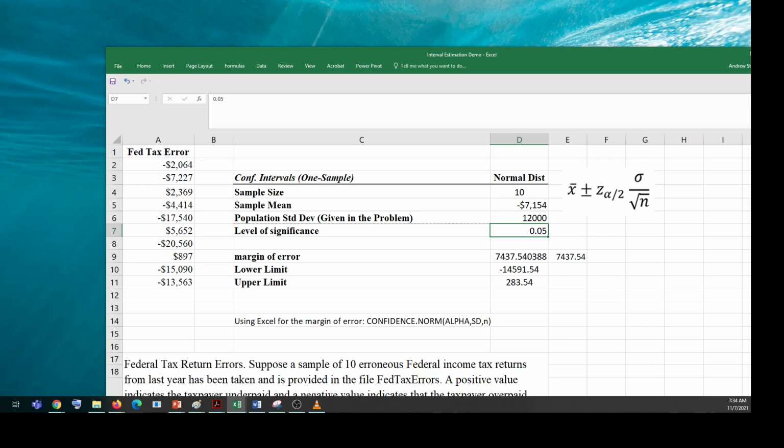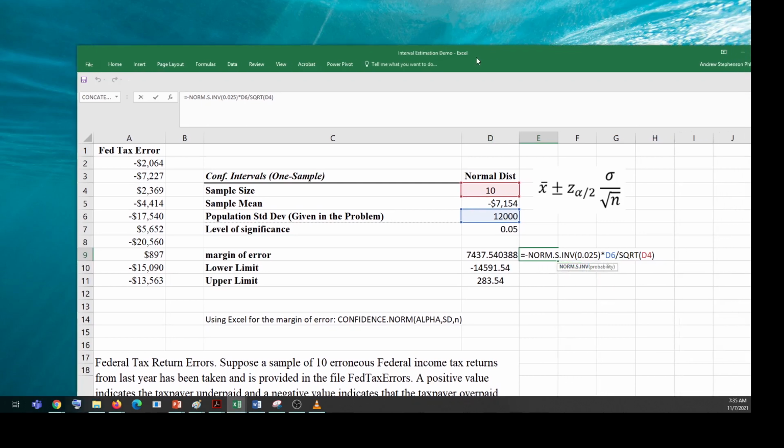There are two ways to do this. The first way is to look at the various components and use Excel to find them. The first one might be the trickiest, to find z alpha over 2. So make sure you understand how to find z alpha over 2. You can sketch the bell curve and shade the areas in the lower and upper tails. Those areas should be equal to alpha over 2. So if our level of significance is 5%, we need alpha over 2, or 2.5%, in the lower tail and 2.5% in the upper tail. So that's what this formula represents.